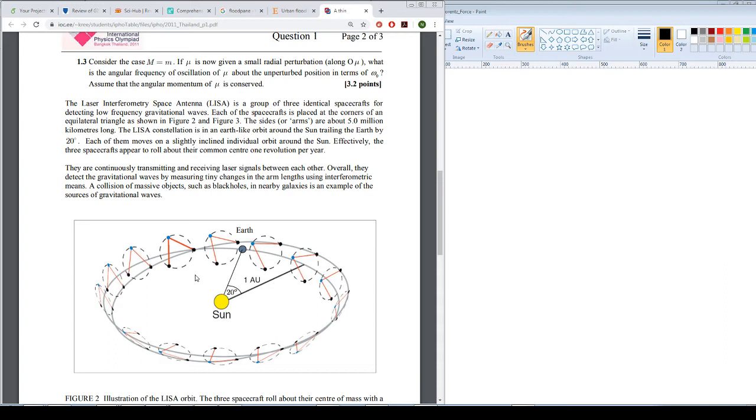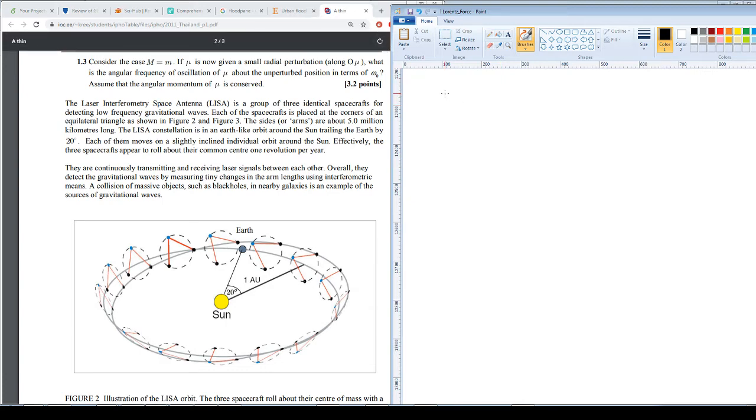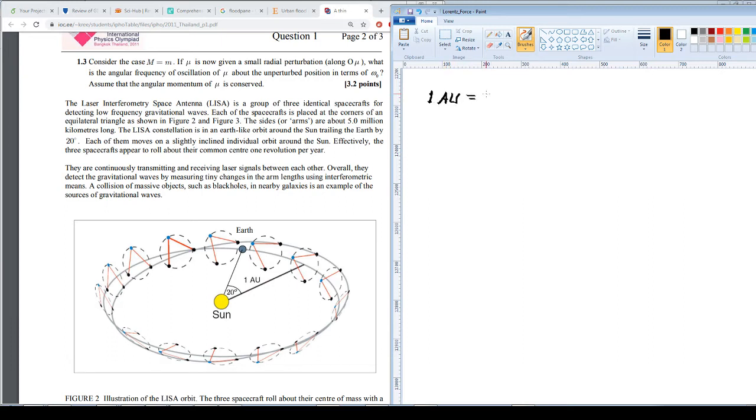They depict it like that, but do they just mean that angularly they're trailing or something? Well, the Earth-Sun distance is tremendous. The Earth-Sun distance is much, much bigger than 5 million kilometers. So from the Sun's perspective, they're still basically a point. 1 AU is this much. That's 1 AU in kilometers? In meters. Okay. 5 million kilometers is 5 times 10 to the ninth.